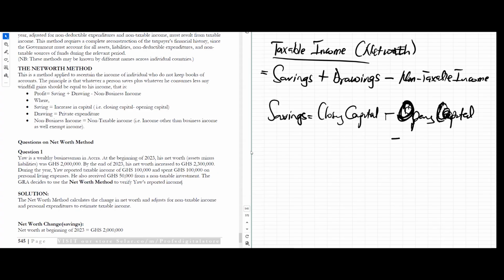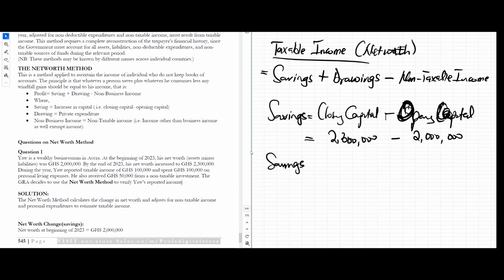At the beginning of the year, what was his net worth? 2 million. Okay, it was 2 million, right? At the beginning of 2023. Then at the end of 2023 was how much? 2.3 million. That means how much has been increased? What is his savings? 300.